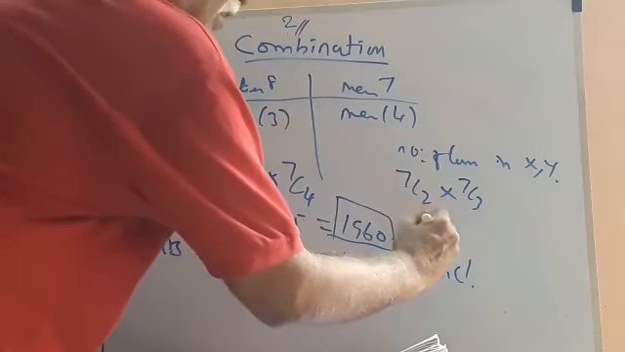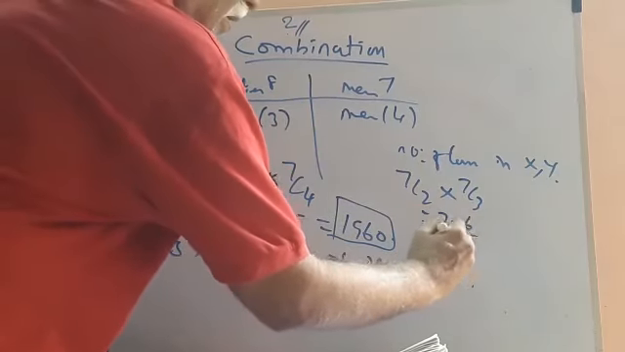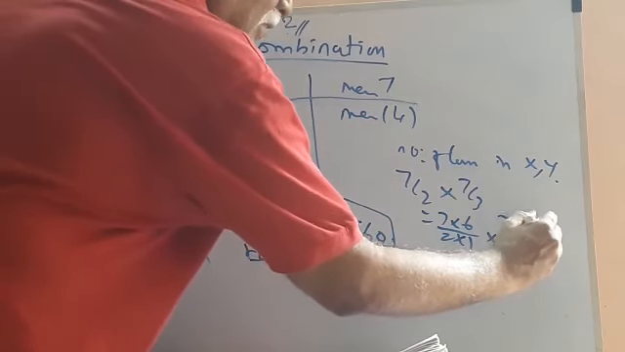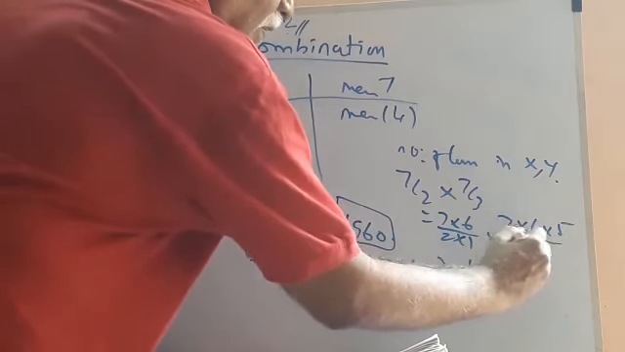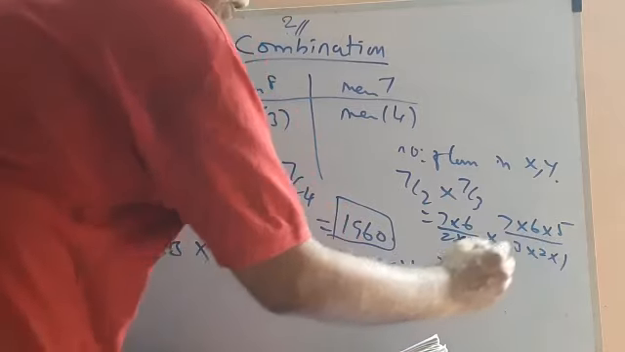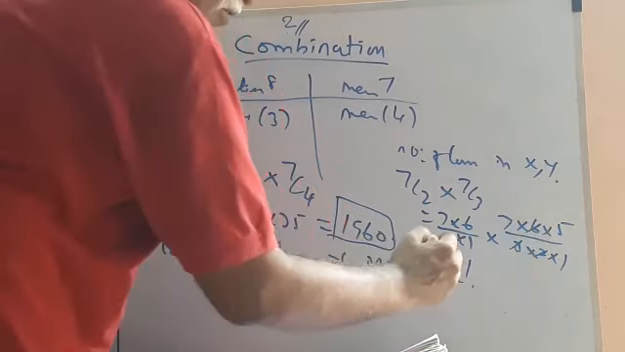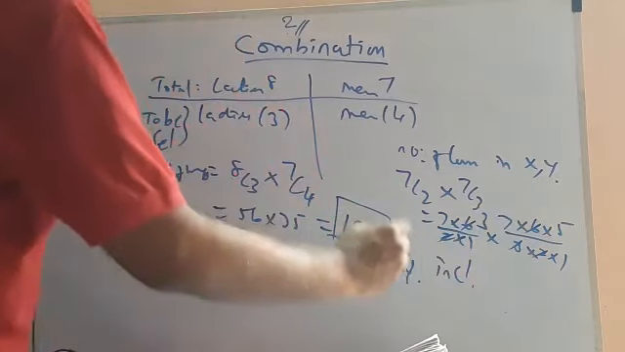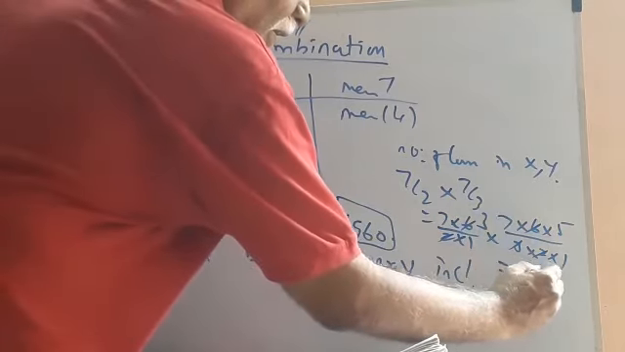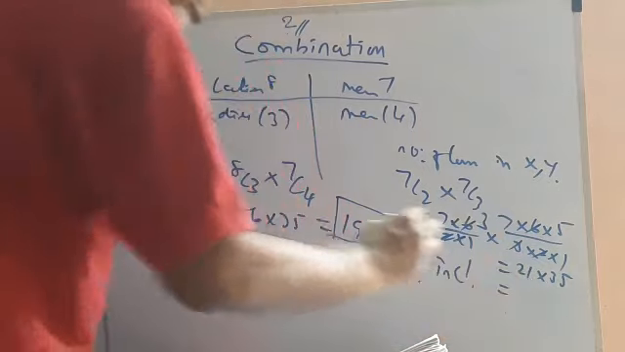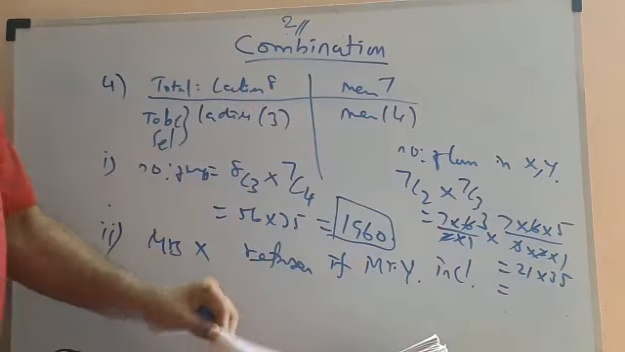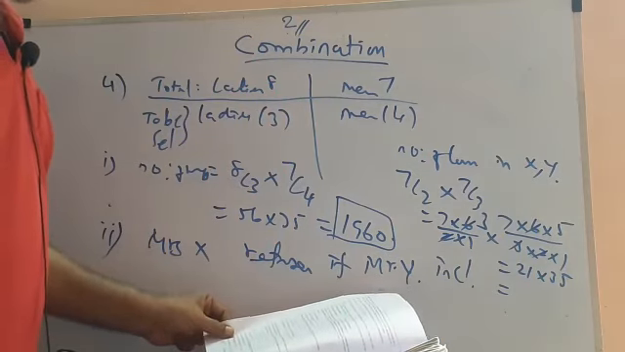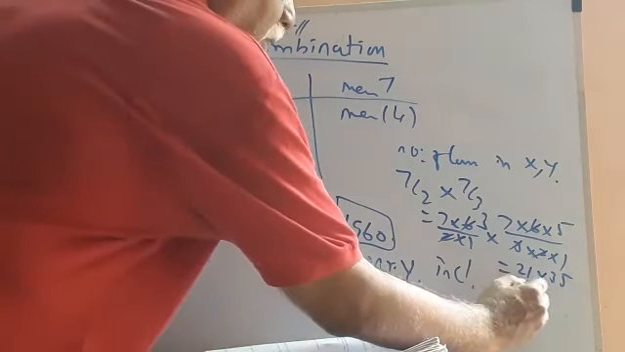So 7C2 is 7 into 6 by 2 into 1. 7C3 is 7 into 6 into 5 by 3 into 2 into 1. So 3 2s are 6 will go. 3, 7 5s are 35, 21 into 35. So this is the number of ways in which both are there in the committee, which is 420.